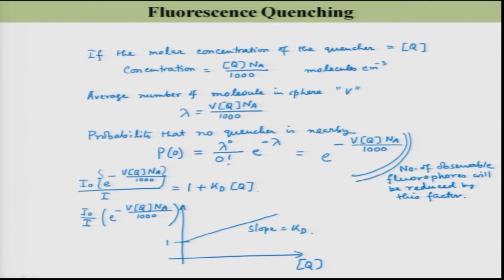See that if I had plotted I0 by I instead of this, I would get this type of line deviating from linearity, and I would think that okay, this is because of the combined static and dynamic quenching, but it is not. It is just because of the apparent static quenching, right, apparent static quenching.